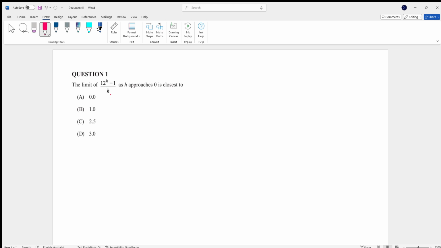So this one here is a technology question. The limit of 12 to the power of h minus 1 over h as h approaches 0 is closest to. Obviously, the big problem here is if you chuck in 0, you'll get 12 to the power of 0 minus 1 over 0. 12 to the power of 0 is 1, so you get 1 minus 1, which is 0, over 0.